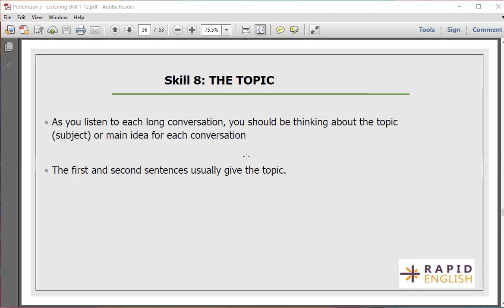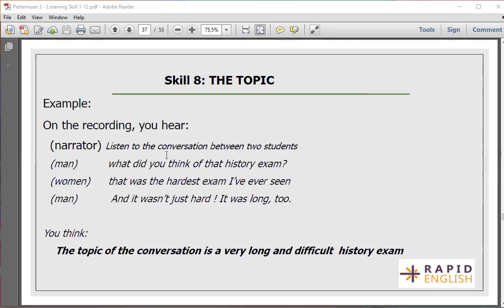Think in detail at the first. For example, what did you think about the exams? Yeah, that was the hardest one I've ever seen, and it was just too long. So the topic of the conversation is a very long and difficult history exam.